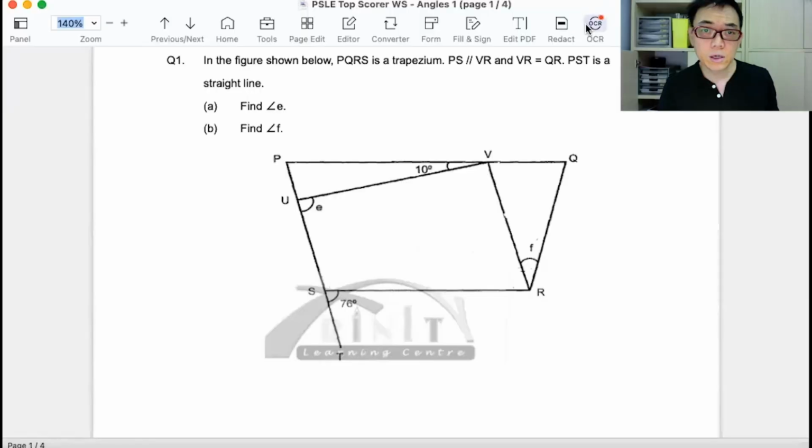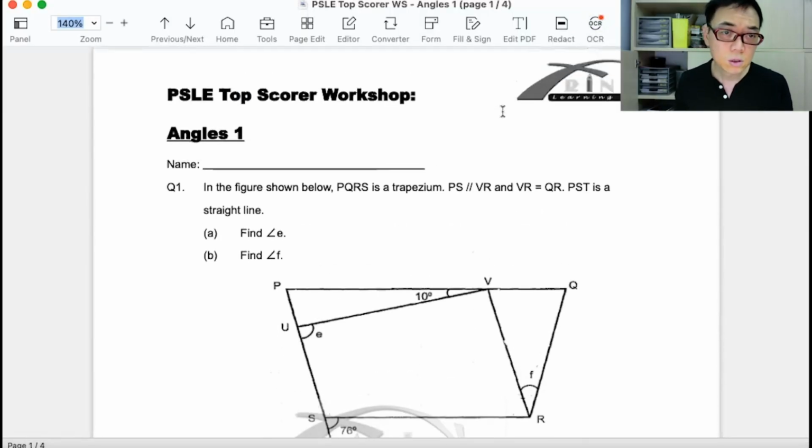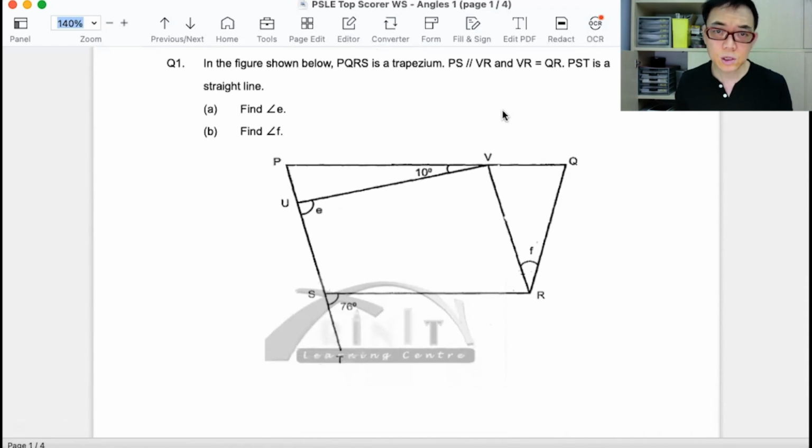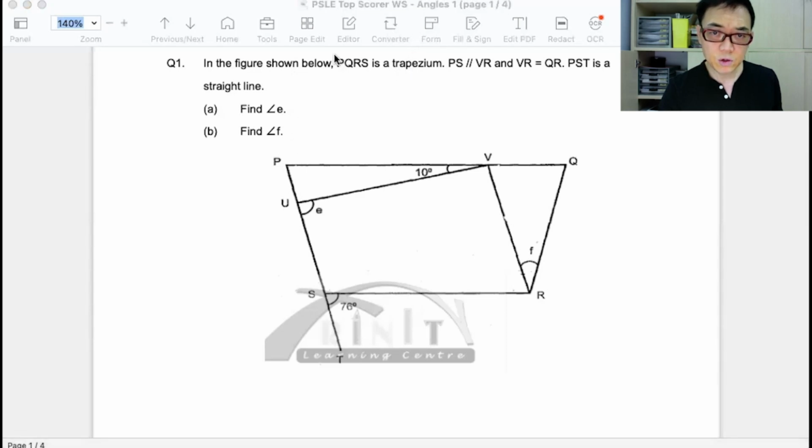Let's get started. All right, this is the first question of angles 1 for the PSLE Top Scorer Workshop. Question 1. Okay, Jonas, can you just read the keywords to me, please? PQRS, PS is parallel to VR. Okay, stop there. So we have PQRS trapezium, PS parallel to VR.